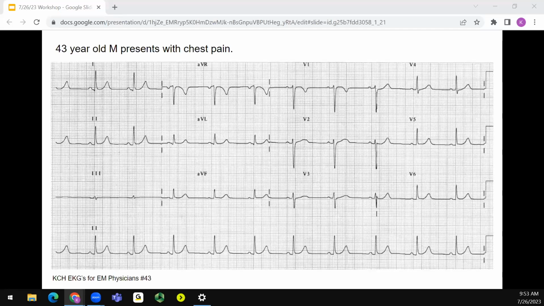All right, so this is going to be very interactive. Just shout answers. I know Esteban's going to shout out a bunch of stuff, but I want everyone to participate. So this is a 43-year-old male with chest pain. What's going on here?